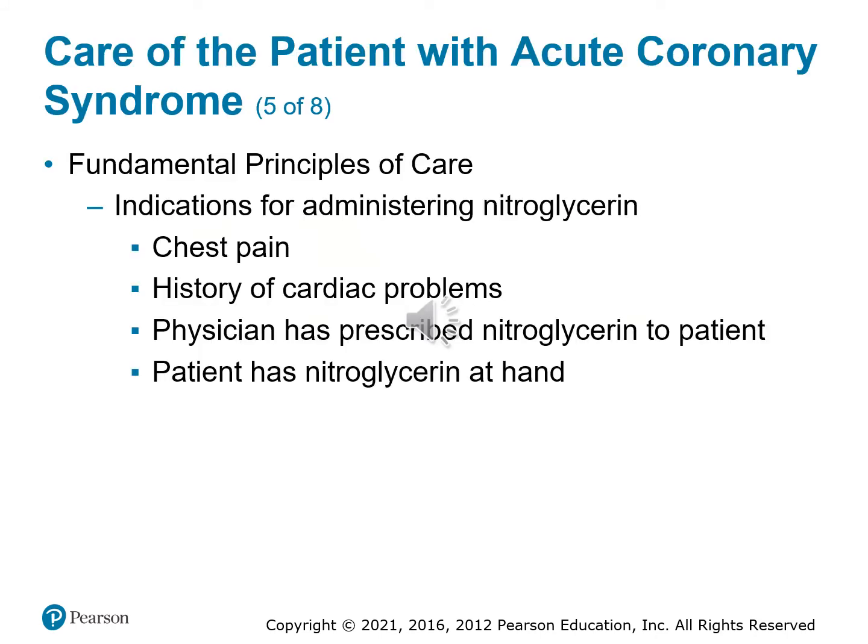It's also likely to be in your protocol for ACS patients, administration of nitroglycerin. Nitroglycerin is used for chest pain. The idea behind nitroglycerin will be covered more in pharmacology, but it's going to cause vasodilatation to hopefully open up the vessels so that the heart can get the blood flow it needs. Patients are likely to have this if they have a history of cardiac problems. The physician that they see may have prescribed this to them, and if they have that nitroglycerin, then we can assist them in that administration.